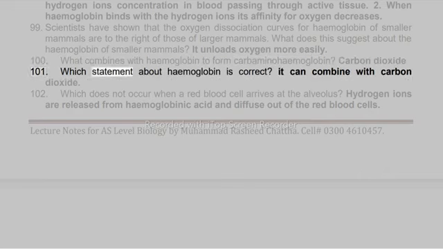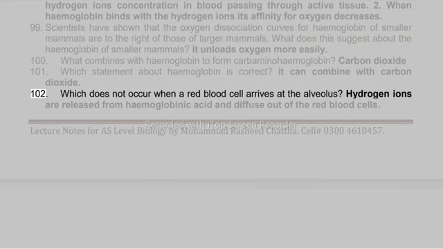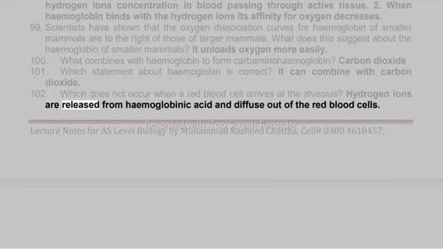101. Which statement about hemoglobin is correct? It can combine with carbon dioxide. 102. Which does not occur when a red blood cell arrives at the alveolus? Hydrogen ions are released from hemoglobinic acid and diffuse out of the red blood cells.